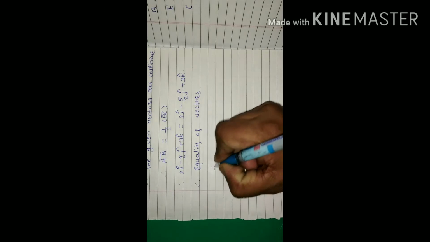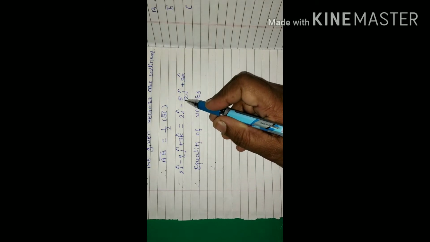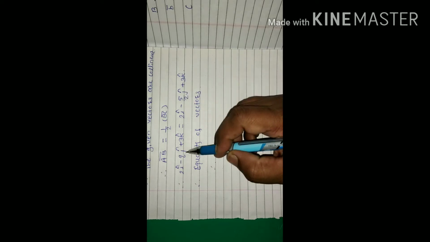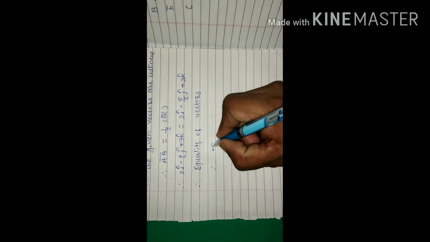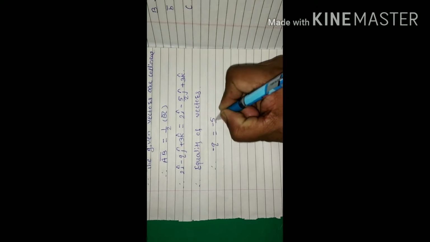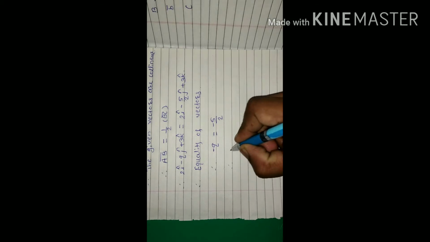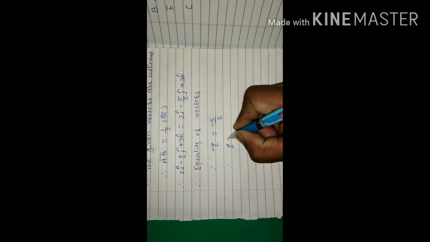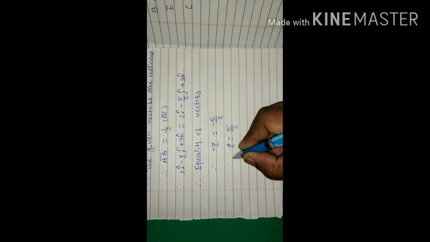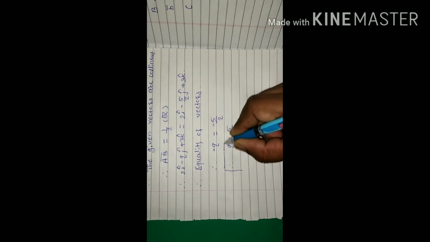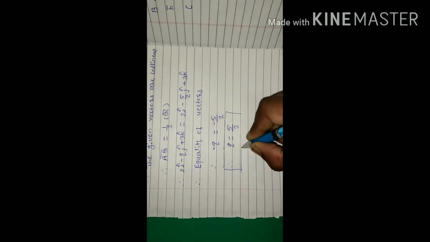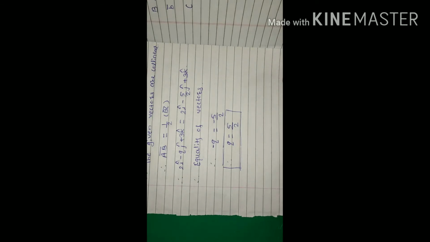we get the value of q: minus qj is equal to minus 5 divided by 2 into j. j gets cancelled and we get minus q is equal to minus 5 divided by 2. Multiply both sides of the equation by minus 1, we get q is equal to 5 divided by 2. It is the value of q. Then next question.